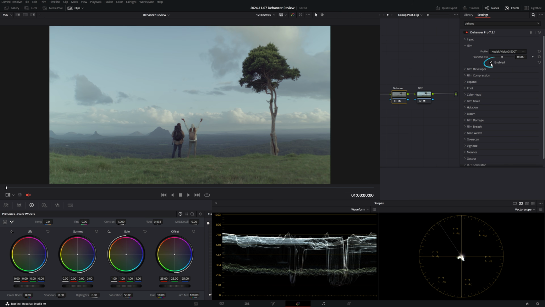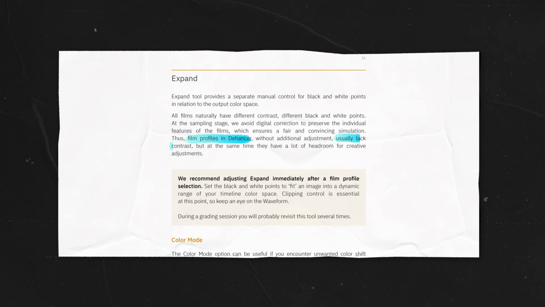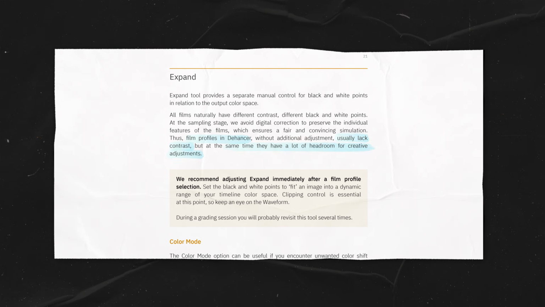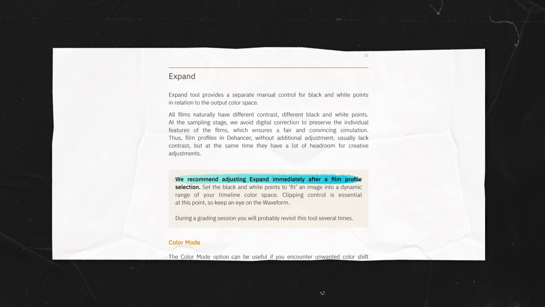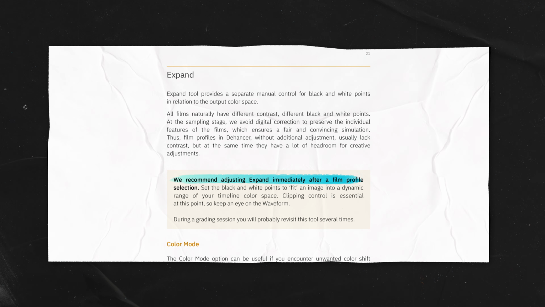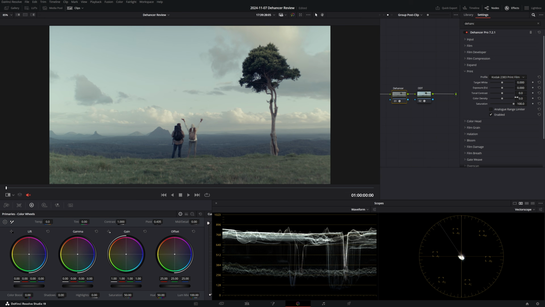Initially, I was surprised to see how flat profiles appear in Dehancer, but after reading their manual, I understood that this is intentional to allow enough headroom for creative adjustments, and they advise using the expand section straight away after applying the profile to sort of fit the luminance range you want. But before doing that, I'll also apply Kodak's 2383 print option, as I think that's going to get us closer to the look we're after.